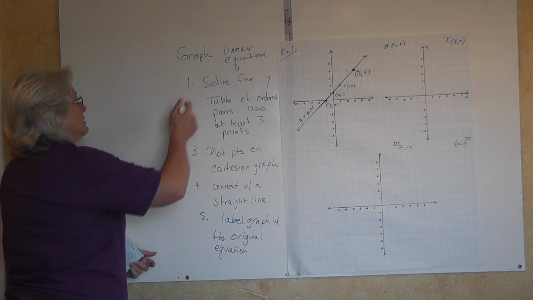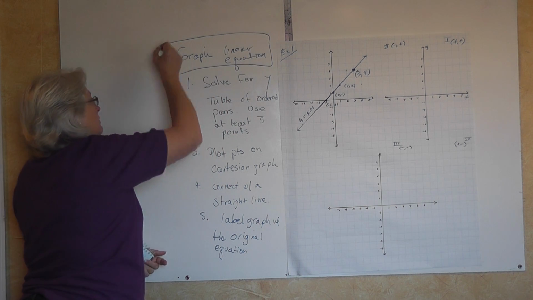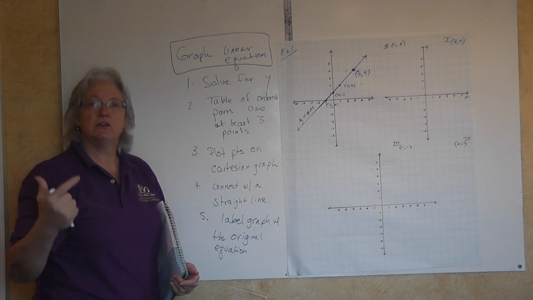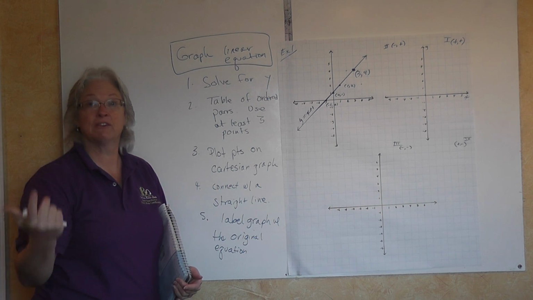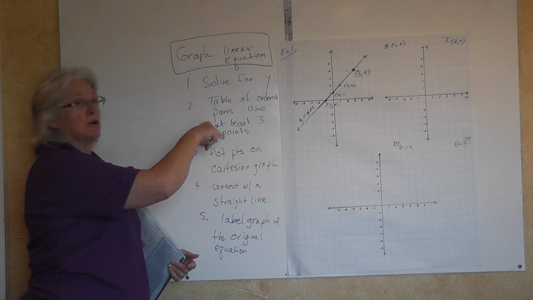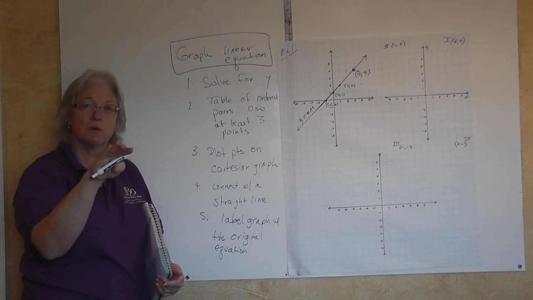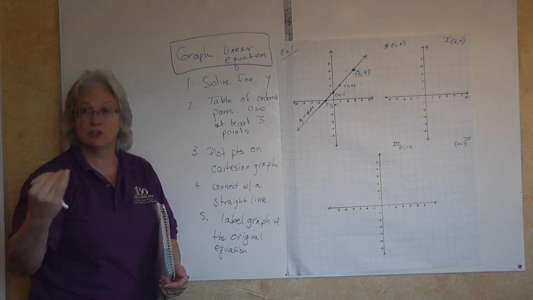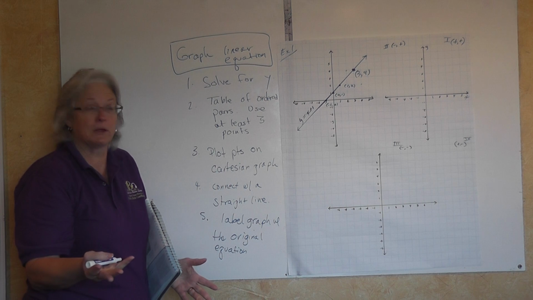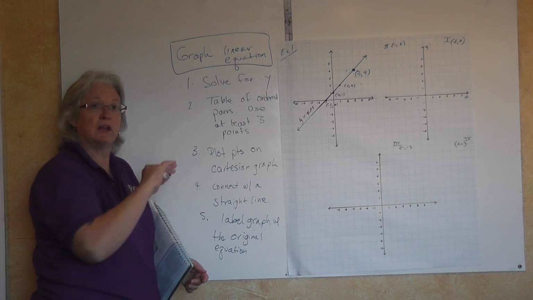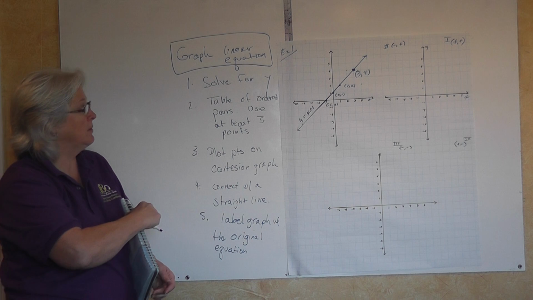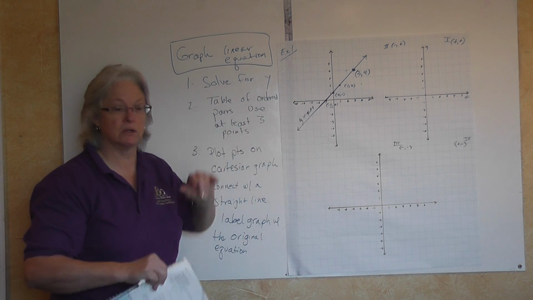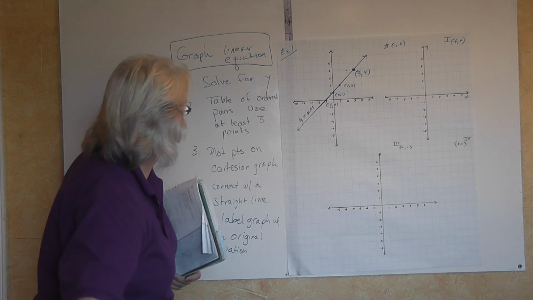So this is what you're going to do in this chapter. When you're graphing a linear equation, you're going to make sure that first you solve it for y, then you create a table of ordered pairs. You have to have at least 3 ordered pairs. You're going to plot those points on your Cartesian coordinate system. You're going to connect them with a straight line. If those 3 points do not connect in a straight line, you know you've done something wrong. Once you have a straight line drawn, then you're going to label that line with the original form of the equation. Okay? So now let's go ahead and do example 2.